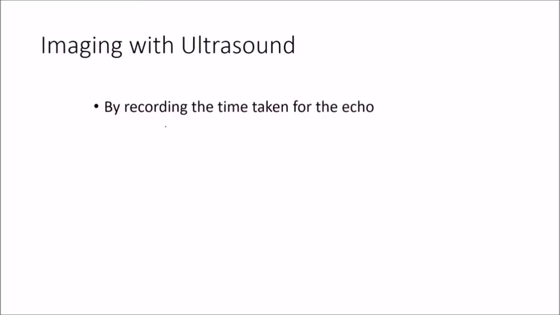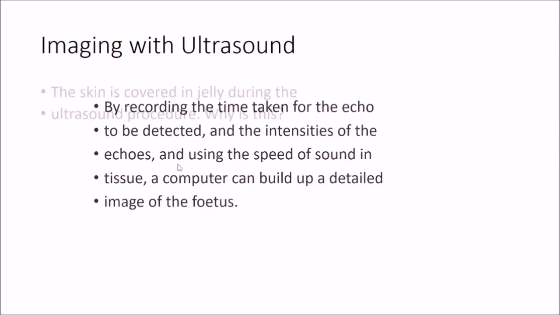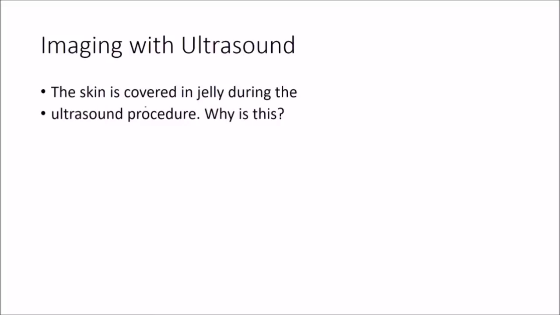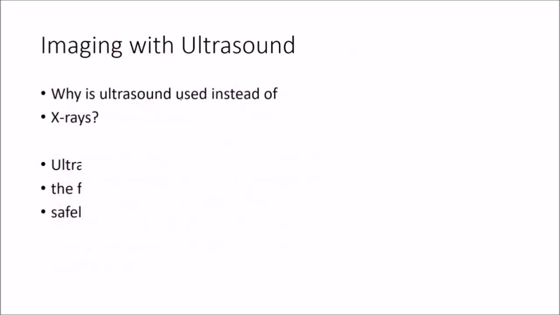By recording the time taken for the echo to be detected and the intensity of the echoes, and using the speed of sound in tissue, a computer can build up a detailed image of the fetus. The skin is covered in jelly during the ultrasonic procedure. Why do you place ultrasonic gel on your stomach? Good contact is important. Otherwise, the ultrasound waves will simply bounce off the outer skin and no image will be obtained. It also makes movement of the transducer easier and ensures a clear picture, which is what you want.